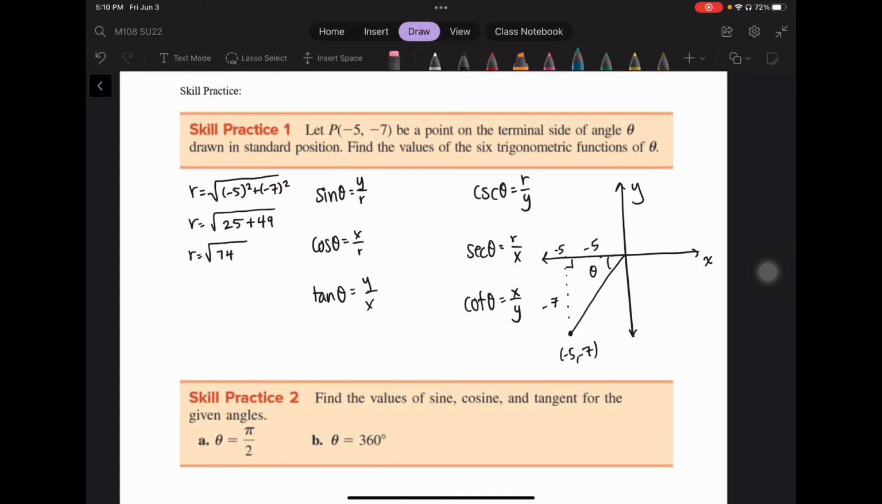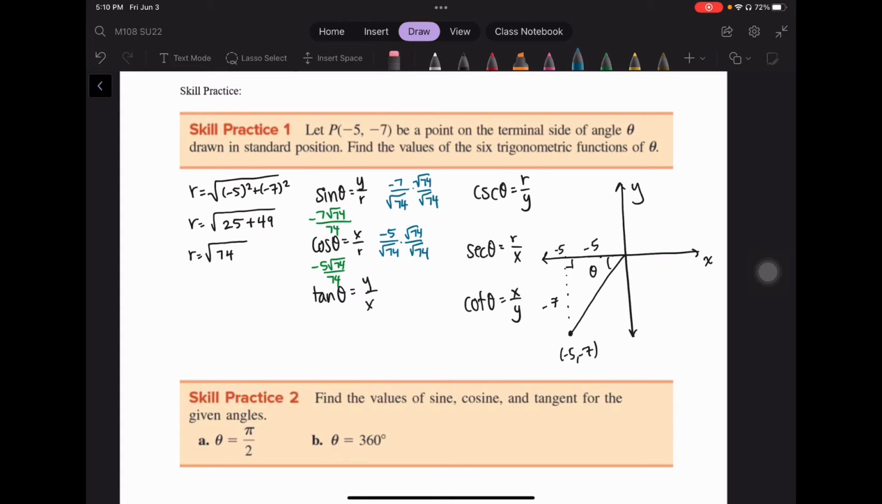For the first one, we're going to take 7, but it's negative because we're in the third quadrant. So we have -7 over root 74. And you know, of course, we're going to rationalize that denominator. Nothing's going to simplify though. And so that's going to be -7 root 74 over 74. For cosine, we have our x, which is -5 over the square root of 74. Rationalizing, again, nothing's going to simplify here. That means that cosine of theta is -5 root 74 over 74.